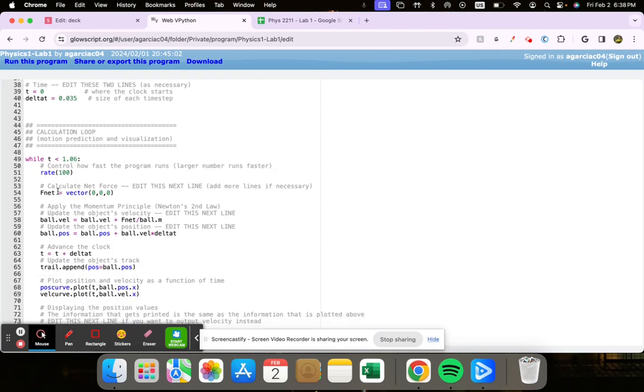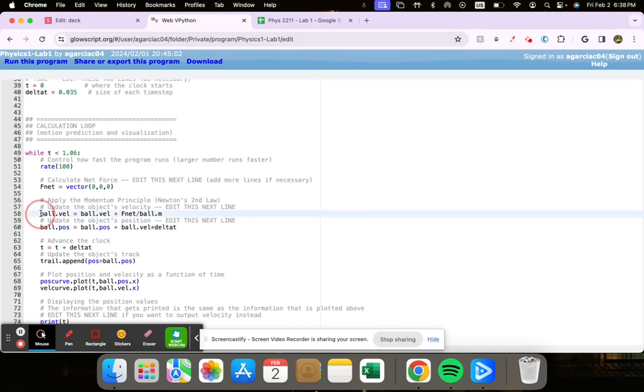In the loop, while time is less than 1.06 seconds, we update using the velocity update formula, and we update the position using the position update formula. Then we add delta t to t, and we loop back again.